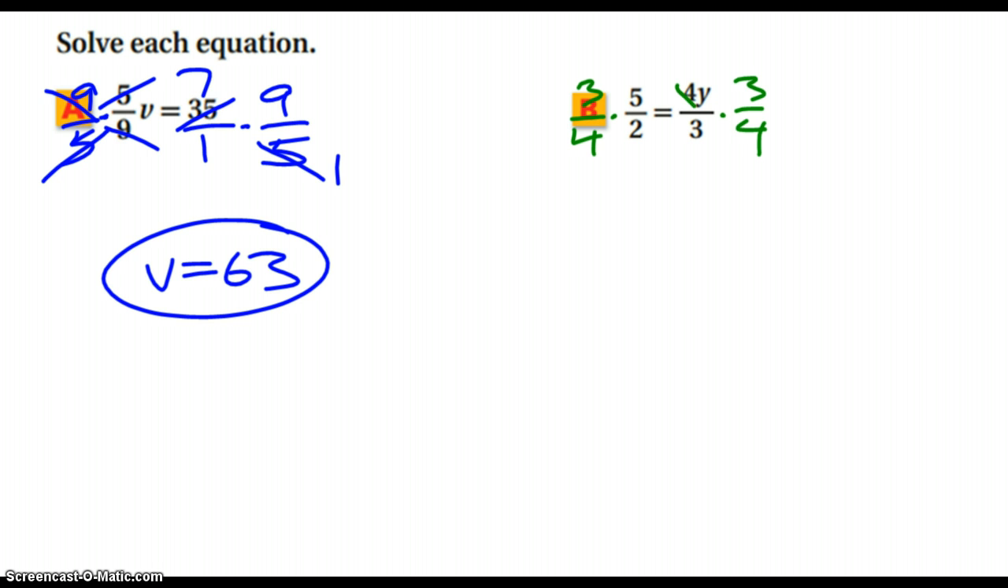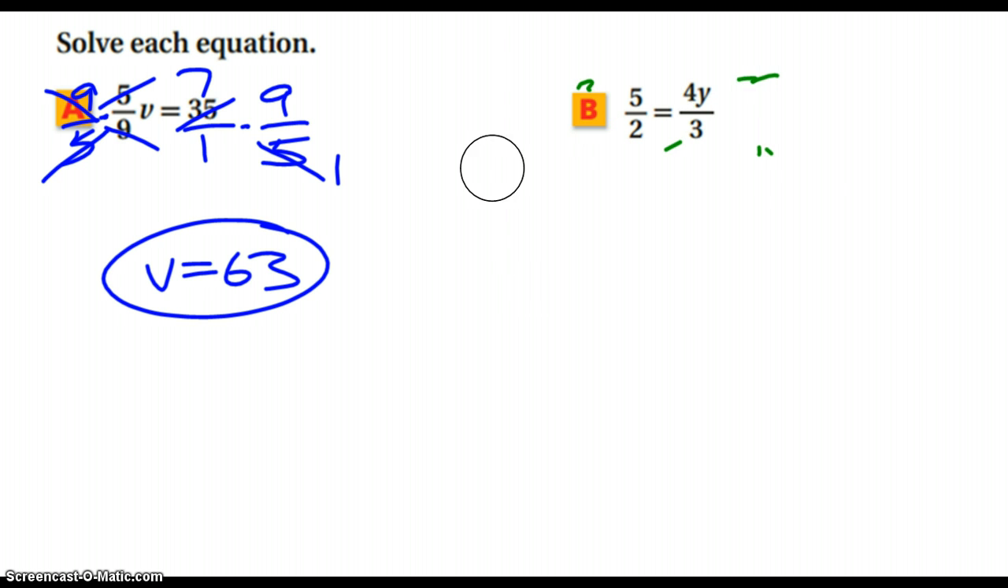And we end up getting some cancellations over here. We're left with y equals, and then 15/8. Doesn't look like there's anything I can really do, so you can either leave that as 15/8 or change that into an improper fraction if you want to. So that's how we can go about that one.